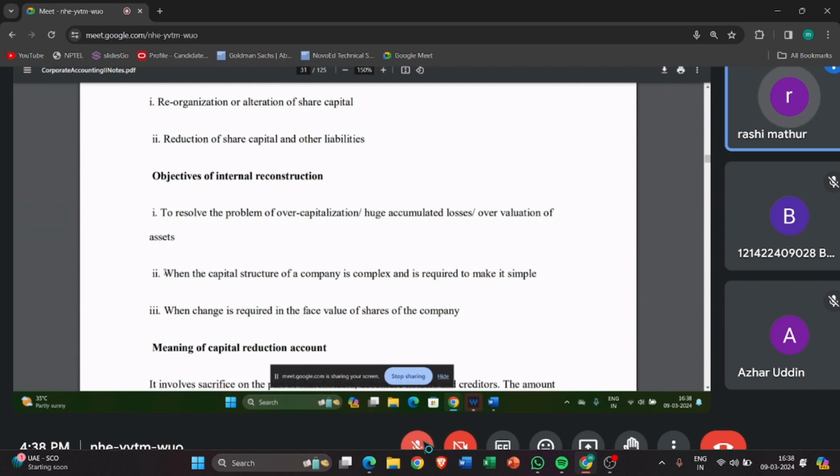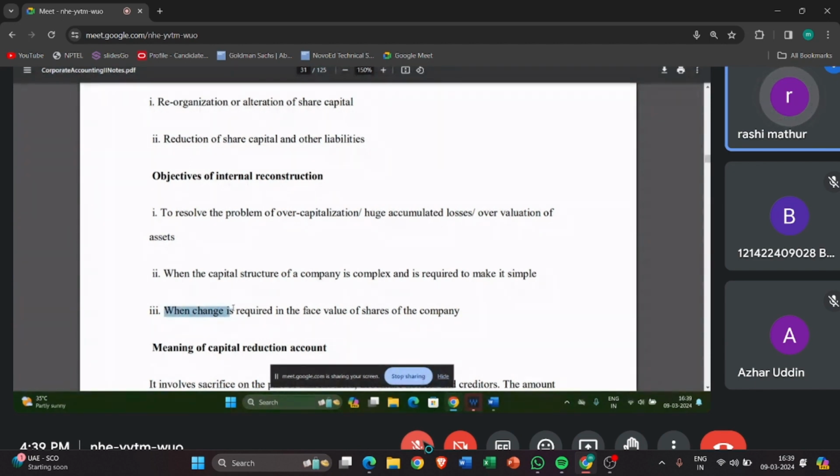The second objective is when the capital structure of the company is so complex and it is required to be made simple. I have equity shares, preference shares, deferred shares, cumulative shares, ordinary shares. It's too complex, so I want to make it simple and give all of them equity shares itself. So I'm reorganizing the share capital to make it simple.